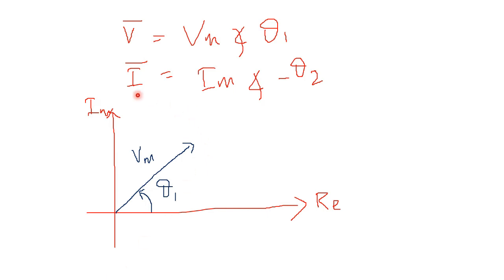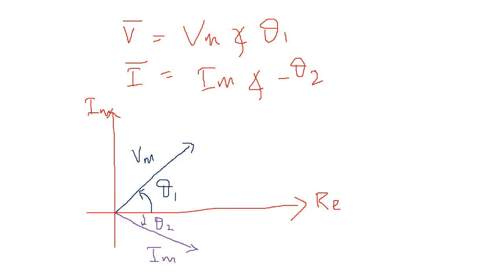Likewise, let's draw the second phasor also. Here I vector equal to Im angle minus theta 2. In the same manner, we draw the magnitude of Im and the angle. The angle is minus theta 2. Minus means it should be drawn in the clockwise direction. So from here to here, the angle will be theta 2. This is the way we can draw phasors on the complex plane.